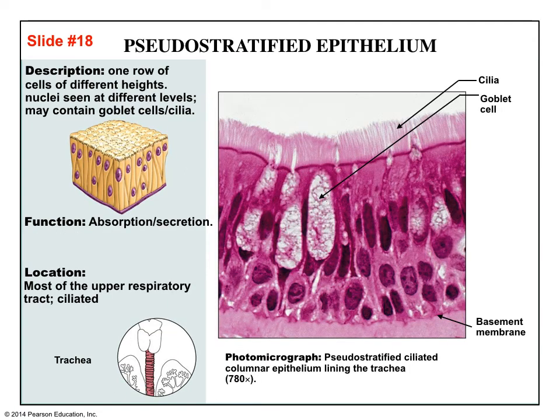Pseudostratified epithelium is actually one row of cells. However, some cells are short, some are tall. They may have goblet cells scattered in between. A very common location for pseudostratified epithelium would be in most of the respiratory tract, where it would be ciliated.